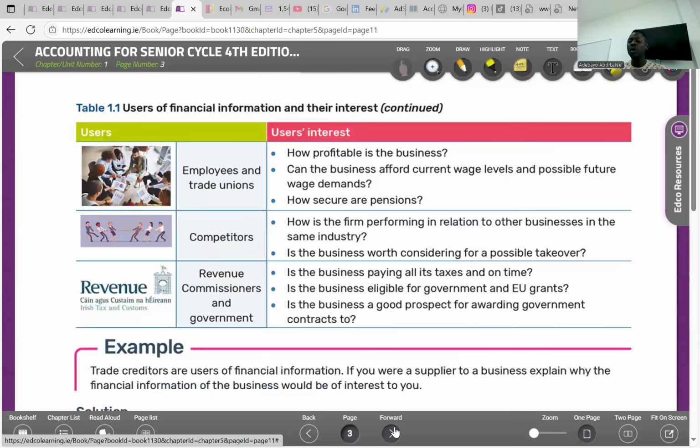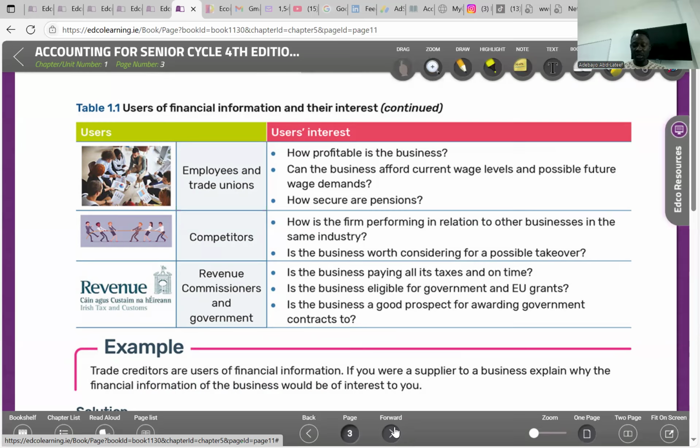Employees and trade unions, what are their interests? They want to know how profitable the business is, because the more profit the business makes, the more tendency of them getting more. And for trade unions, they want to know if they have to negotiate higher wages for their members. Can the business afford current wage levels and possible future wage demands? They want to be sure that their future is certain with the organization.